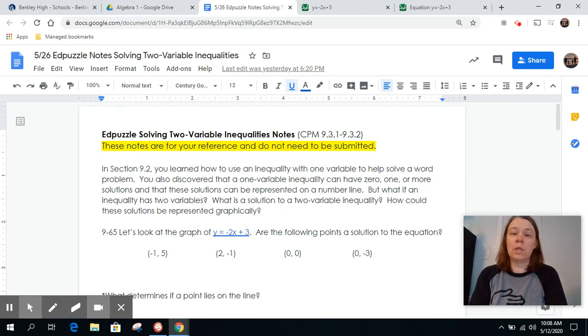Welcome, algebra students. Today we're going to be doing an Edpuzzle covering sections 9-2-1 and 9-2-2, which is solving inequalities in two variables. So last week you talked about solving inequalities in one variable. This is going to be in two variables.